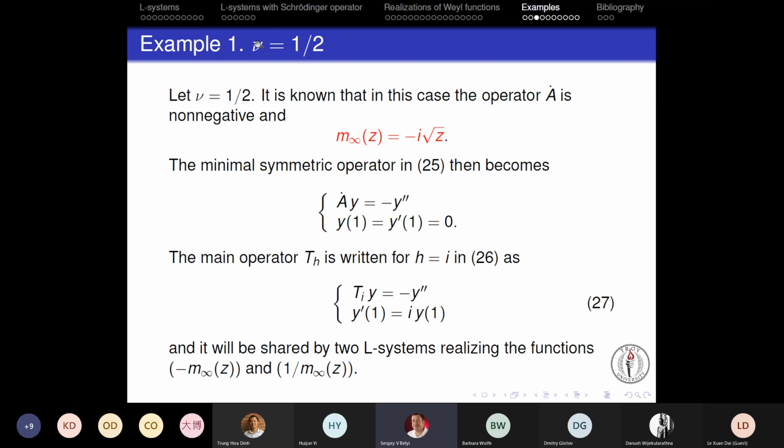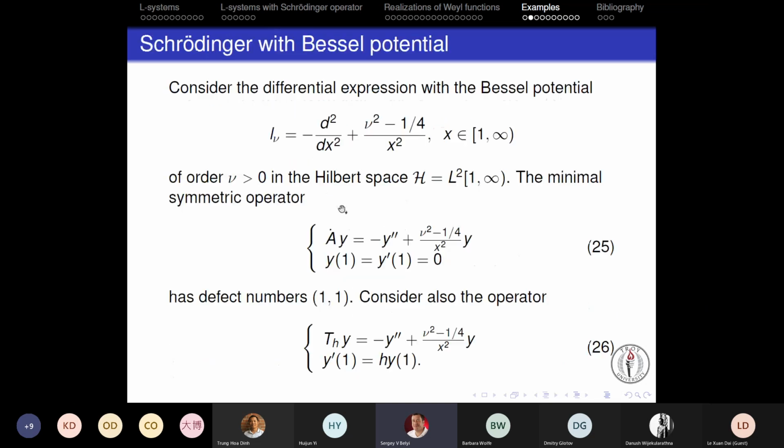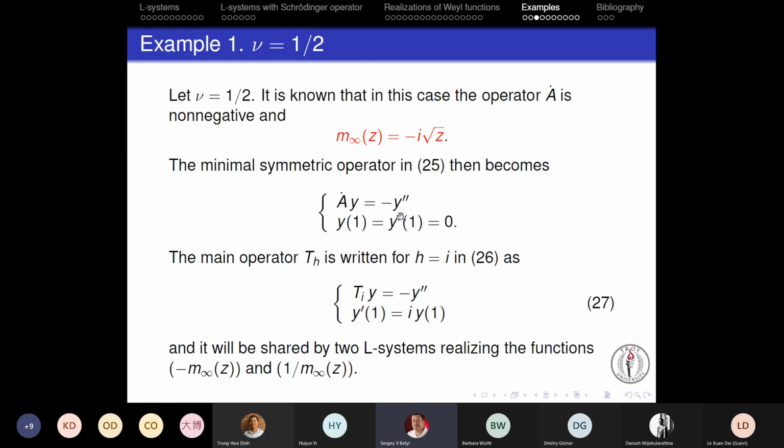If nu equals 1/2, that would totally kill that expression in the Schrodinger's Bessel potential, and our operator is simply the second derivative with a minus sign in front. So A dot, the symmetric operator, is a very simple object: negative y double prime, with y(1) equals y prime(1) equals 0.